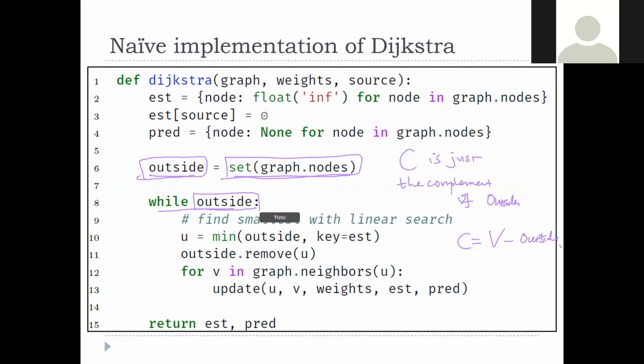If it's empty, there are no more nodes, and we finish exploring the entire graph. Otherwise, we continue to take nodes, continue to run the while loop. So that's number one.